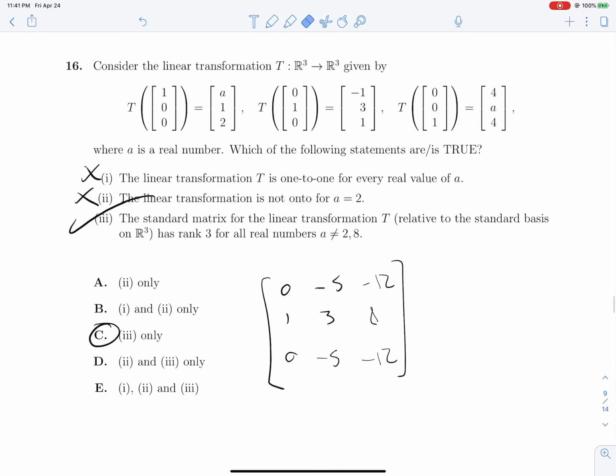Oh, wait, why did I cross out 2? I'm sorry, I'm recording this too late at night. The linear transformation is not on 2 for A equals 2. We said that was true. So we get D as our answer.